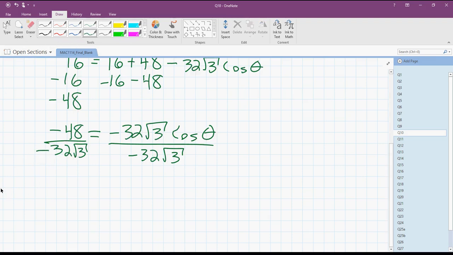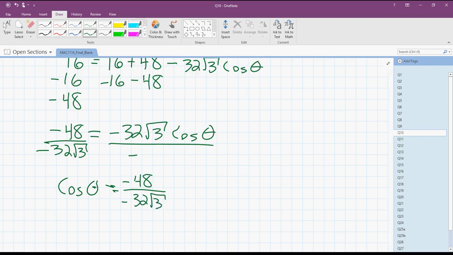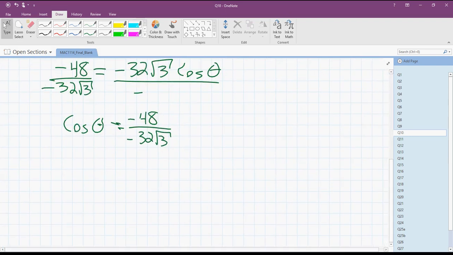Now, first, reduce your numbers here. What is negative 48 divided by negative 32? What does that become? Well, actually, let's just go back. Let's do something else. Well, but we got to get the exact answer, though. I know. But just so you know where it's coming from.